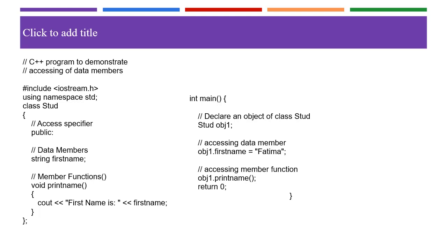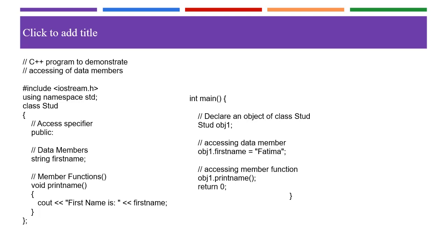In this, I define one member function, print name. The return type for this function is void. In this function, I just wrote one cout statement which prints this first name. Now in the main function, first of all you have to declare an object of the class stud. So I define the object with the help of class name and object name. The class name is stud, obj1 is my object name, and then a semicolon.